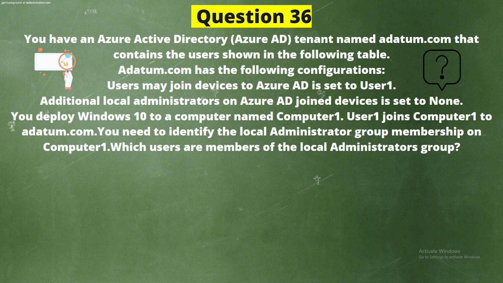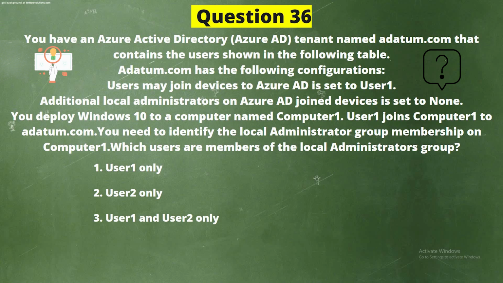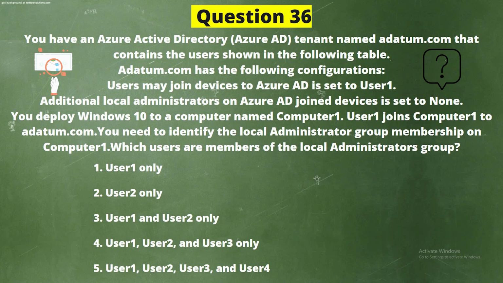Now, here are the options. Option 1, User1 only. Option 2, User2 only. Option 3, User1 and User2 only. Option 4, User1, User2 and User3 only. Option 5, User1, User2, User3 and User4. And the right answer is option 3, User1 and User2 only.